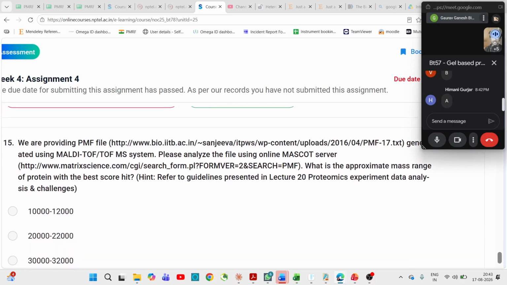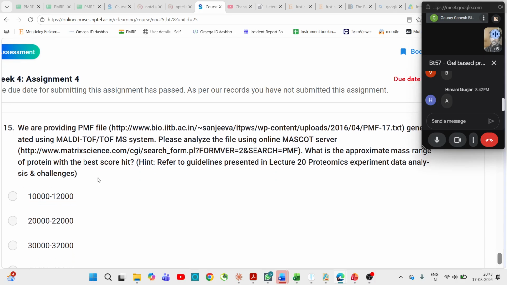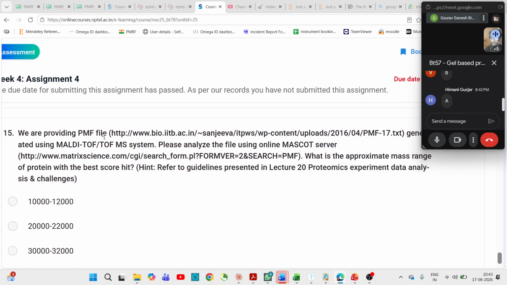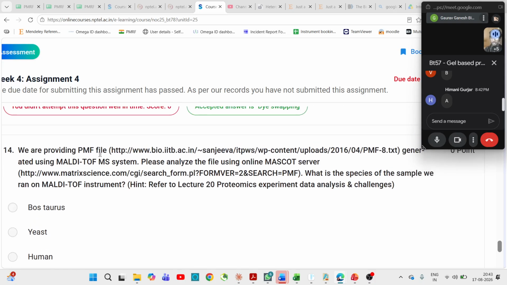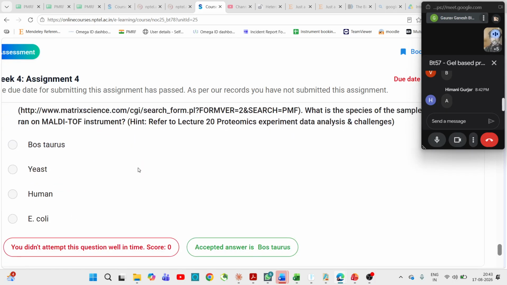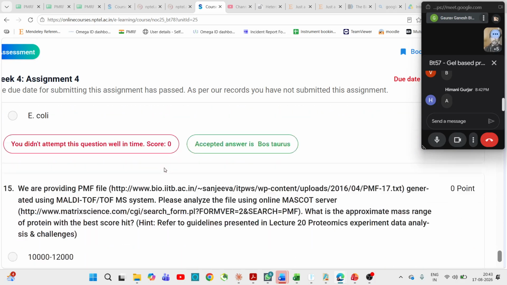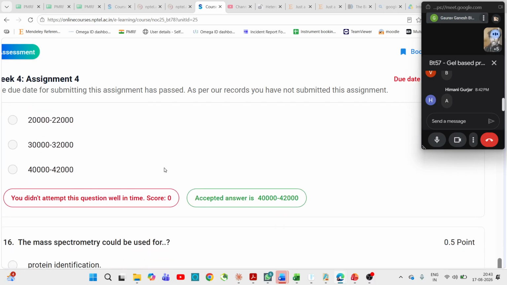This is the same thing. What is the approximate mass range? If you go through the Mascot software or go through this lecture, it would be easier for you all to answer these questions, because in it they have demonstrated how exactly the Mascot server works and how you can use this Mascot software for analysis.